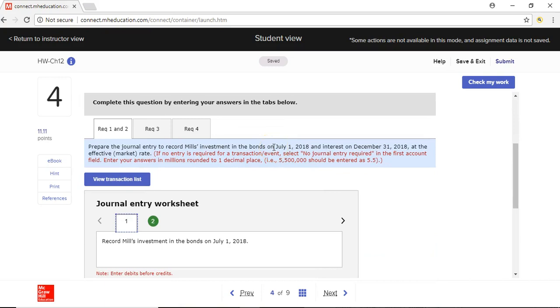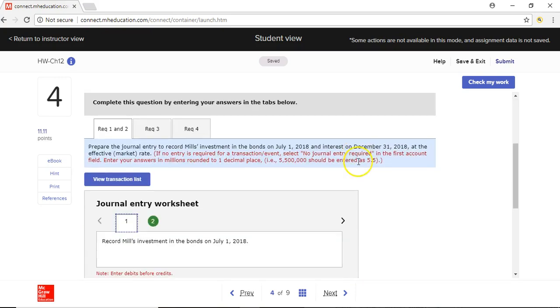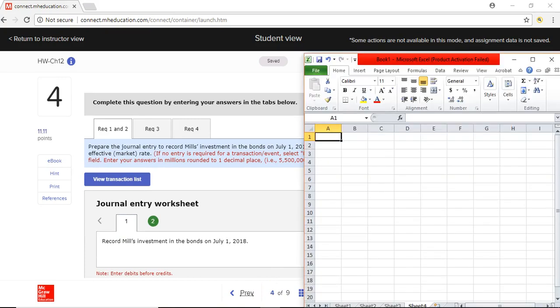Requirements 1 and 2 ask us to prepare journal entries on July 1st when they first purchased the investments and when they receive cash interest. Interest is based on the effective interest rate method. Since the problem doesn't tell us whether the company uses the straight line method, we assume it is based on the effective interest method. Effective interest method needs an amortization table.